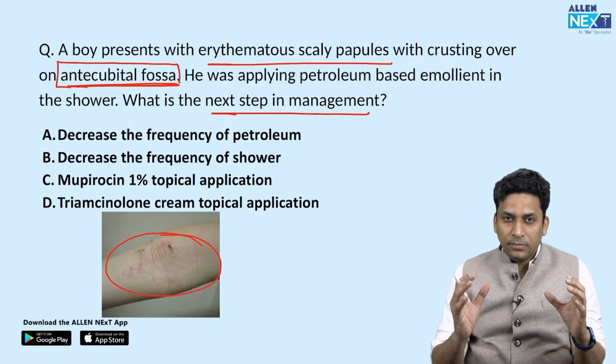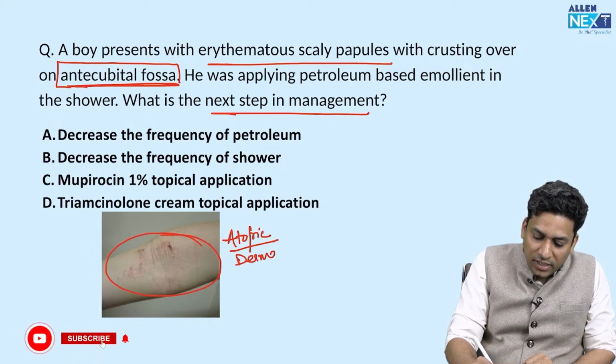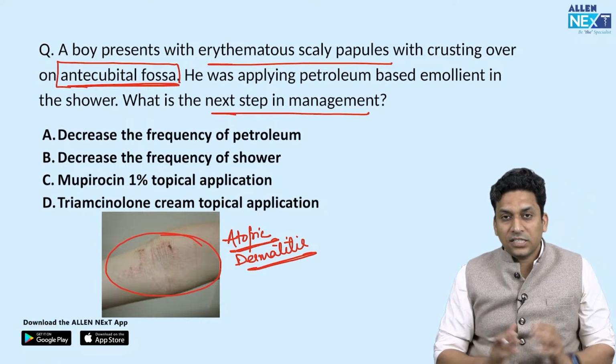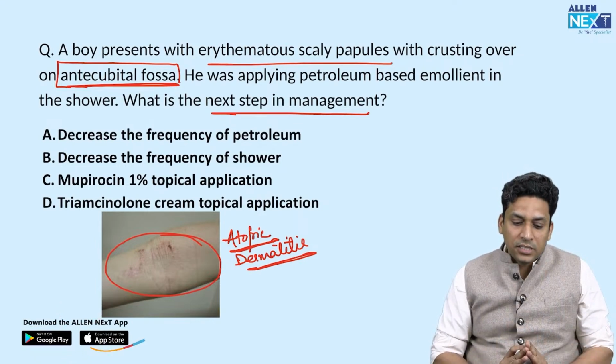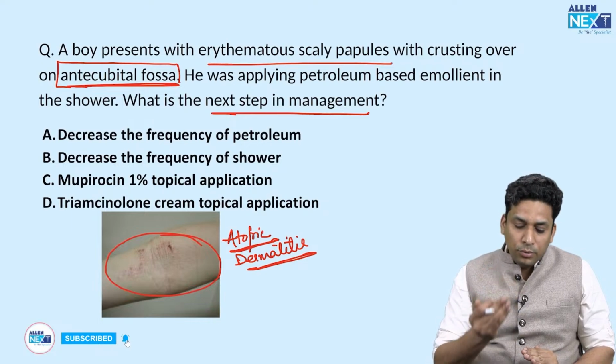So atopic dermatitis, which is again a very itchy condition, a very chronic condition, and it generally involves flexures, that is cubital fossa and popliteal fossa. Okay, so probably this is a case of atopic dermatitis, and here we give emollients. So emollients are being applied. Now what are you going to do next?